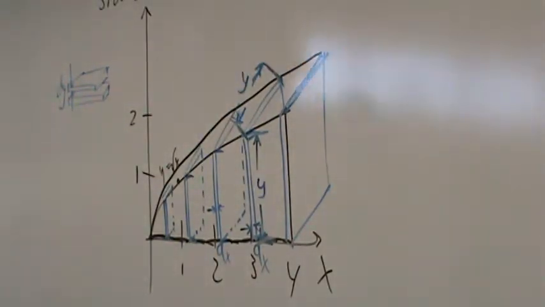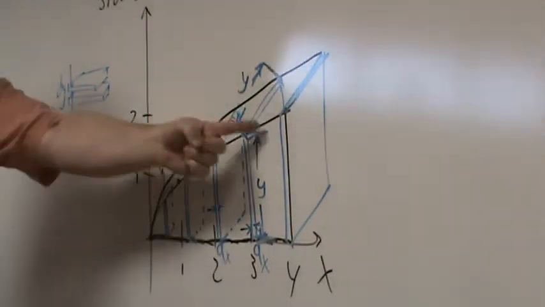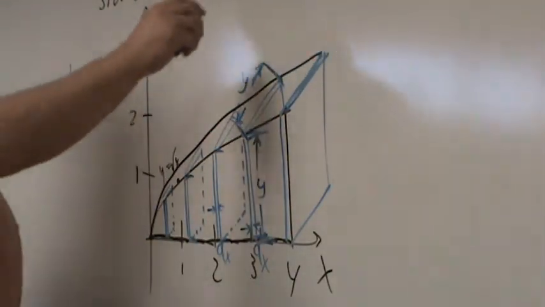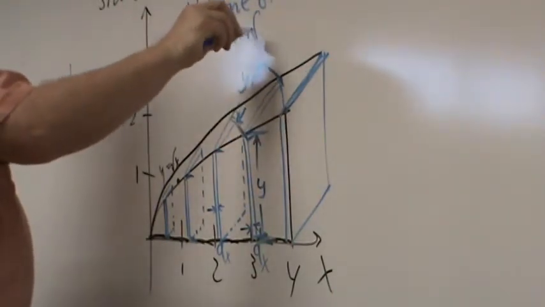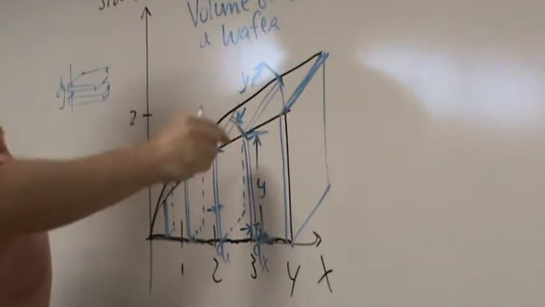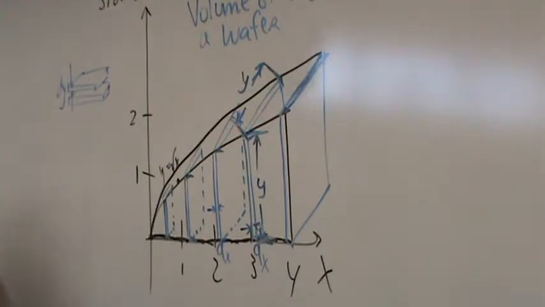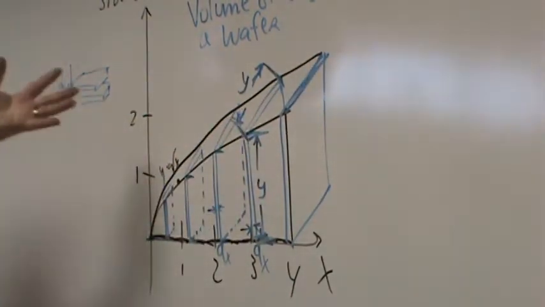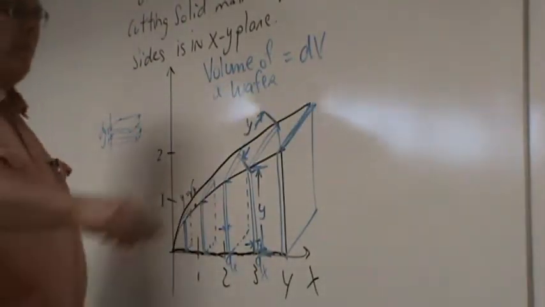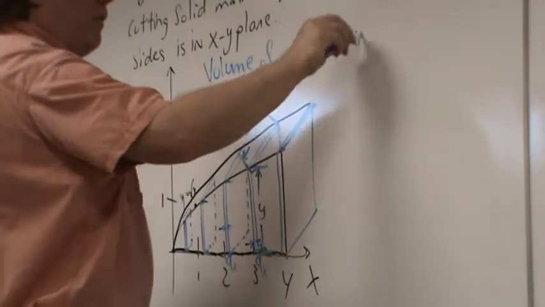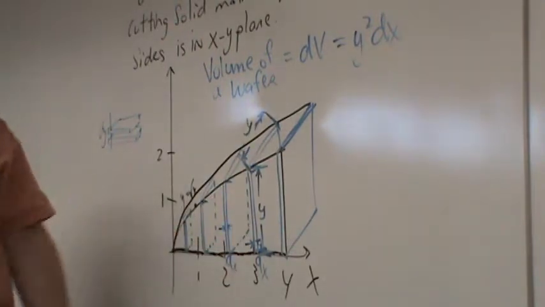So now I can get an expression for the volume of a representative wafer. We're going to call the volume of a wafer dV. That is a differential volume, one little slice of volume that you have to add up. You have to add up all these wafers, and the volume of one wafer is dV. In this case, the volume of the wafer is y squared dx, length times width times height, y times y times dx.